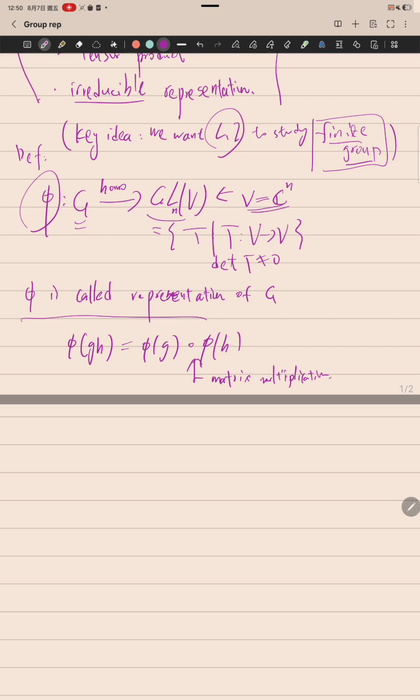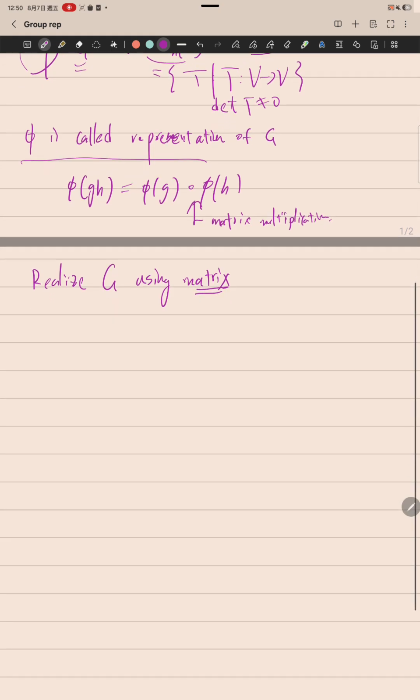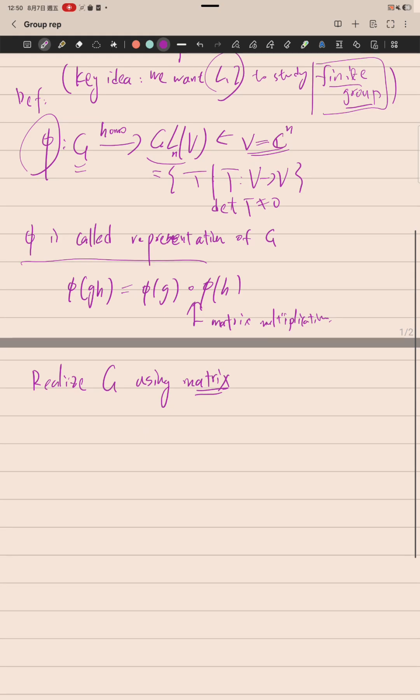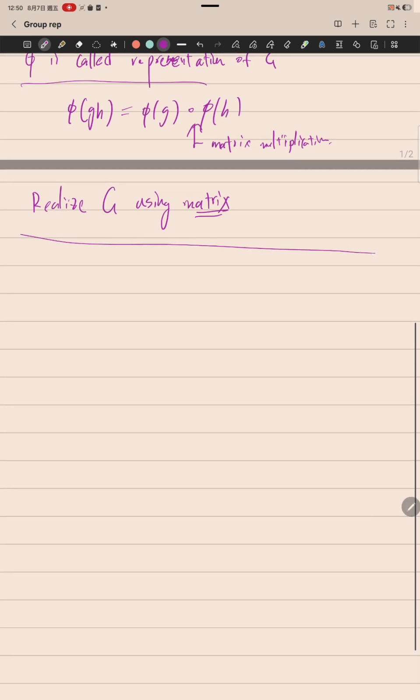Okay. So simply speaking, the representation is very simple. Given the group G, we try to realize G using matrices. Matrices are non-abelian, so they should have a lot of degrees of freedom to absorb any finite group. Okay, so this is the definition, and it's a little bit abstract, so maybe we just see some examples.